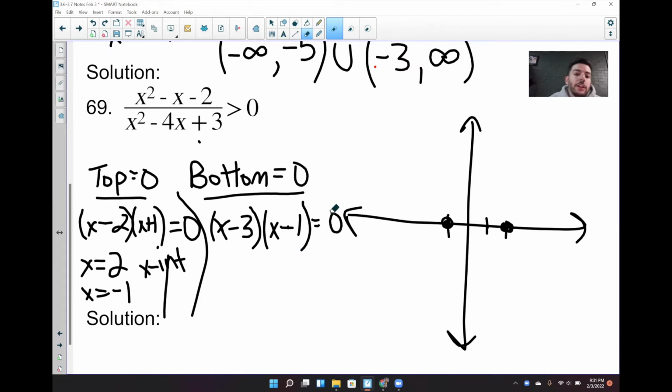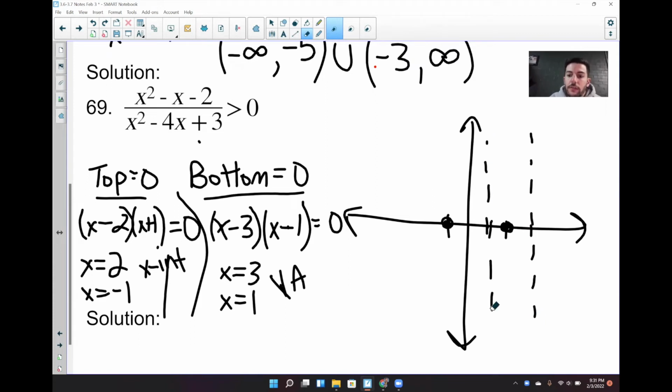So then we have our groups, right? Same thing. You take each group individually, set them equal to 0, and solve. And you end up getting x is +3, x is +1. And what are those? Those are my vertical asymptotes, right? So again, I can go to +3, which would be one tick over here. There's a vertical asymptote, and then at +1, there's another vertical asymptote.